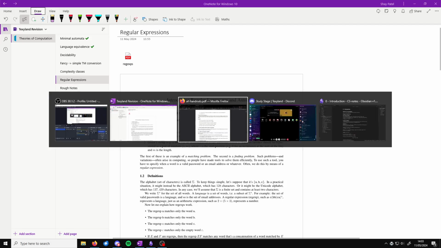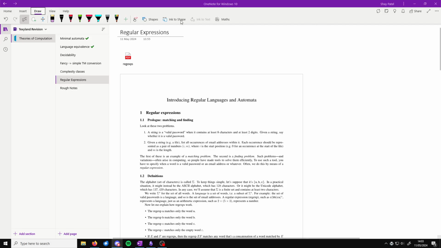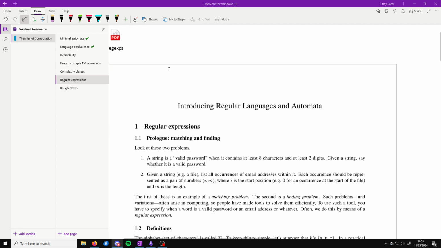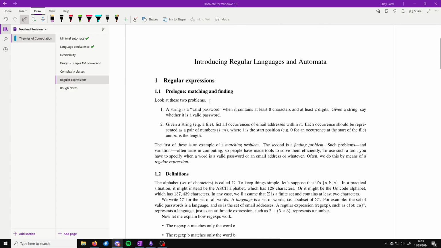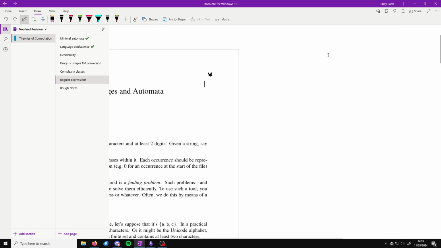Cool. Okay, let's get started with regular expressions. So, a regular expression is just a way of representing a regular language, and it has a few different operators. I'll write them to the side actually. Okay, so a regular expression has these. Can anyone tell me what these operators mean? The ones I'm sort of writing up.